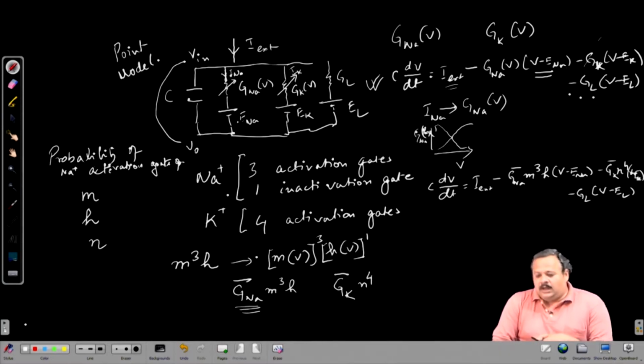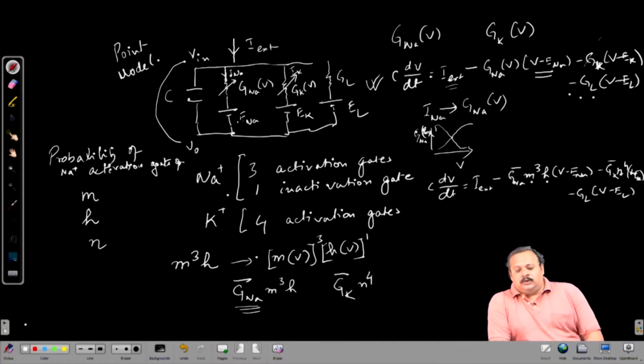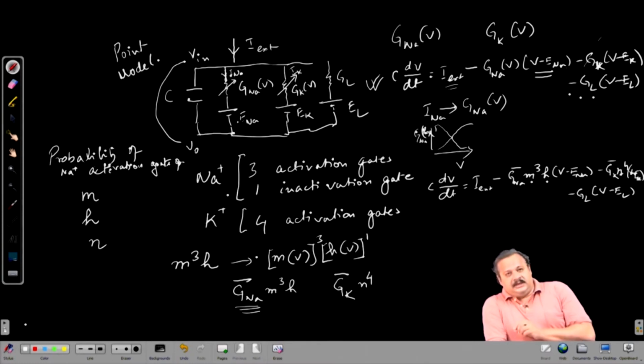So, now we are posed with the question: how do M, H and N change with voltage? We only saw so far what the steady state values of these may be at a particular voltage. That is, if we allow the M gates to be held at a particular voltage, whatever is the probability of the M gates being open is the steady state value of M at that voltage.